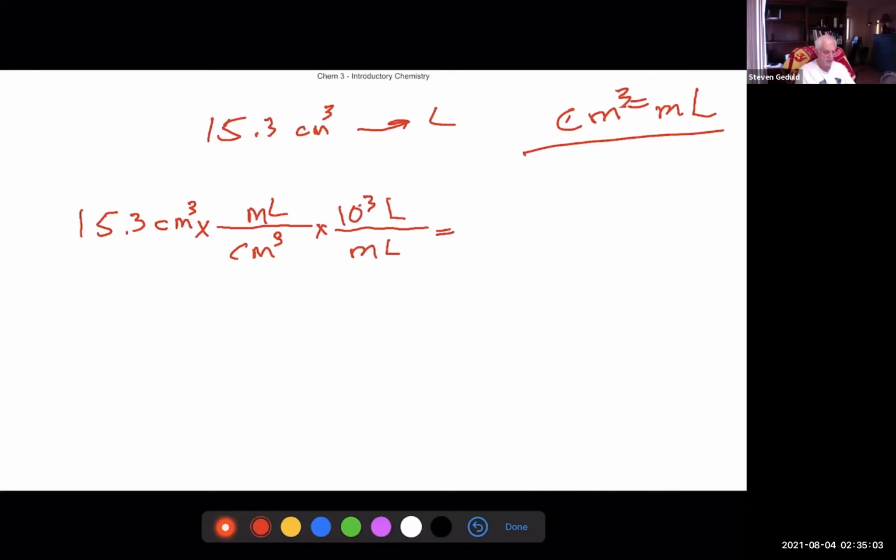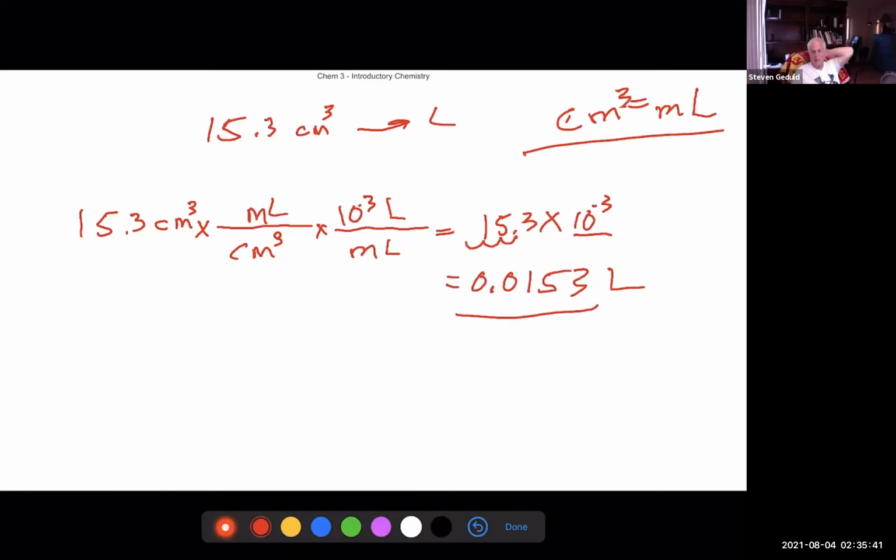Okay. So we get 15.3 as our answer. 3 significant digits, 15.3 times 10 to the negative 3. So if we don't want scientific notation, we just move our decimal 3 places, because this is to make it smaller. We make our number smaller by 3, 10 to the negative 3. We move the decimal to the left. So we're going to do this 1, 2, 3. So it was 0.0153 liters. Okay. Again, 3 significant digits. Leading zeros are not significant.